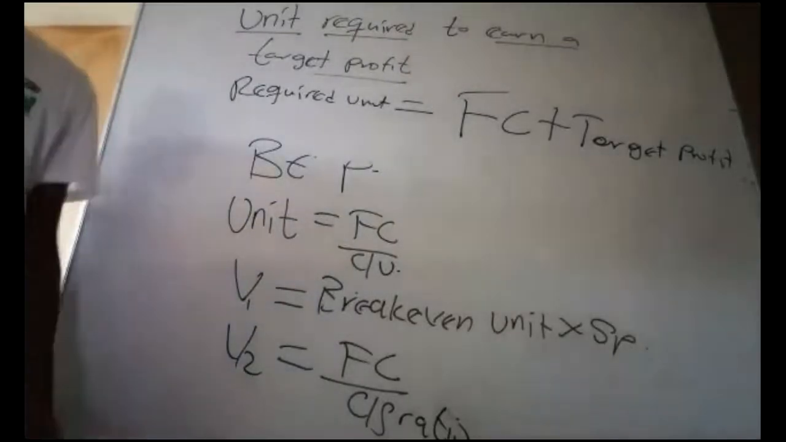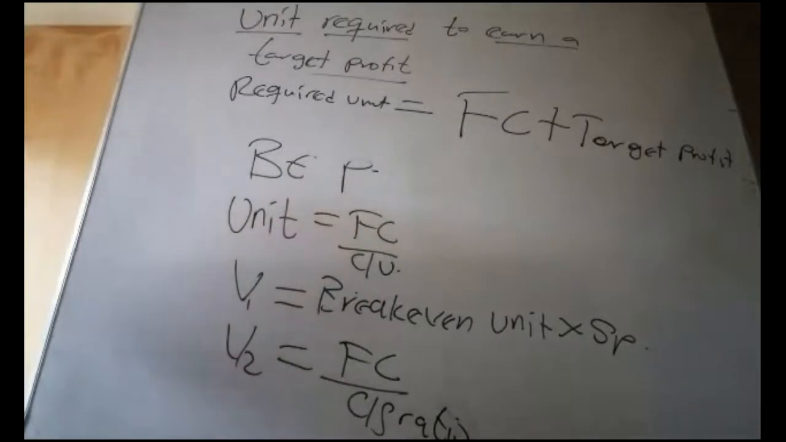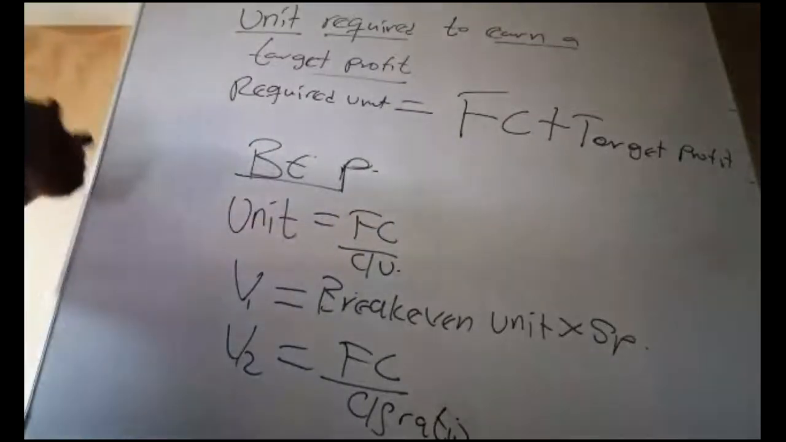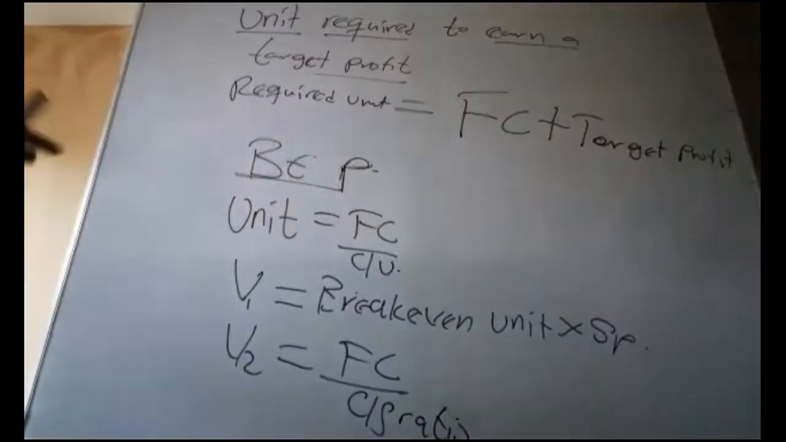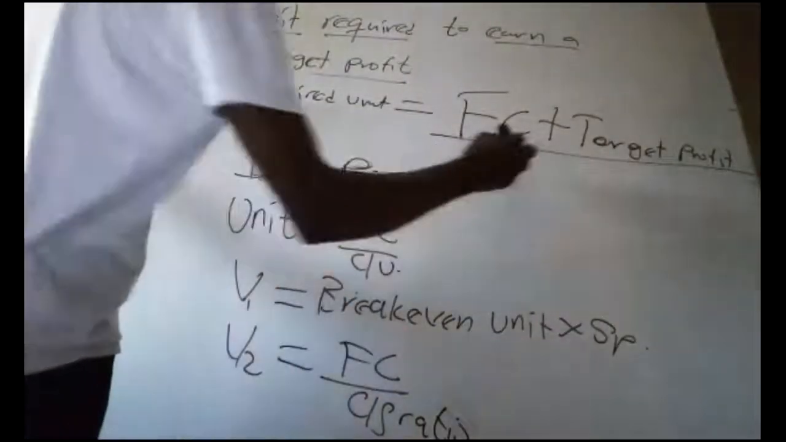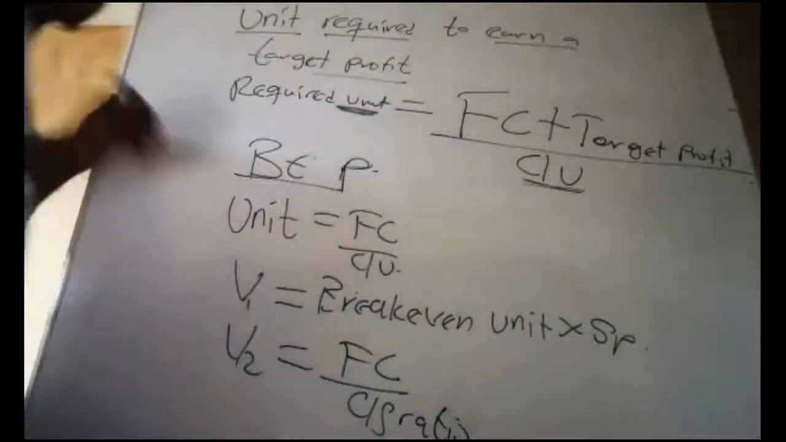Oh, consultant, please, we want to get profit of 5 Ghana cedis. What will be the unit that we should produce? Okay, so that is the target profit that we are talking about. Good. So all of this divided by what? By the contribution per unit. Here we say units, so it must go with the contribution per unit.